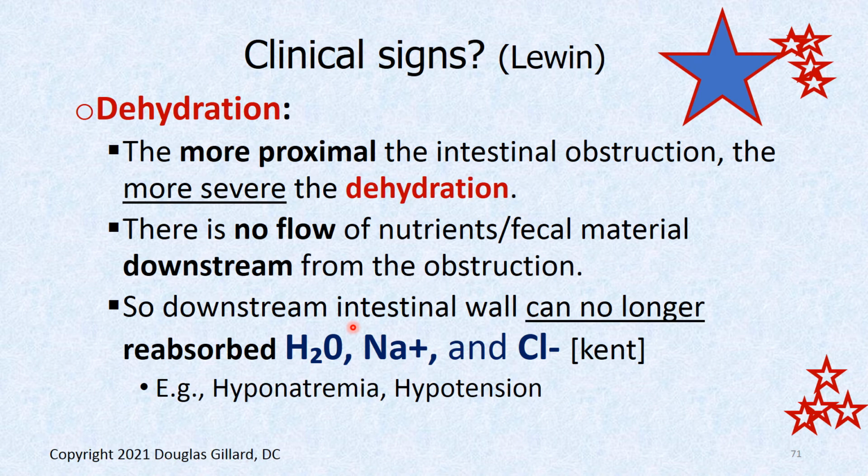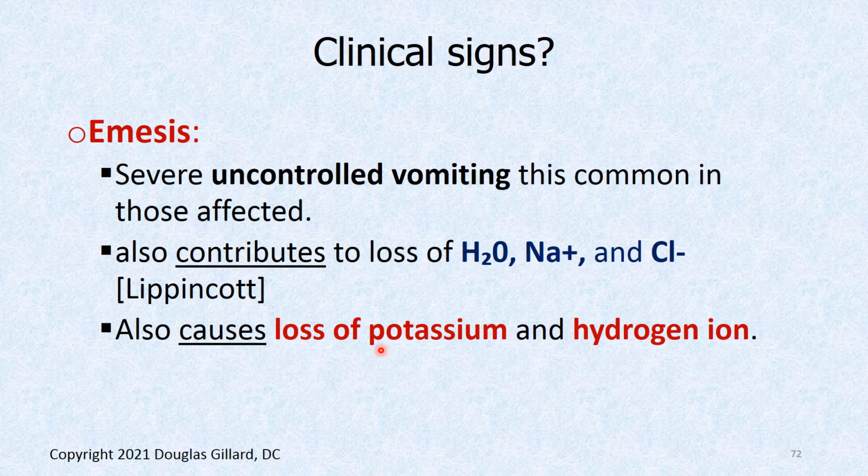And also, if you can't suck water, you can't suck sodium, so you can become sodium deficient and chloride deficient as well. And therefore you'll get hypotension. Now the RAAS system is going to turn on to try to counteract that, but you'll have hyponatremia, and then throwing up, emesis. These patients are throwing up, and that doesn't help things because when you vomit, that's a lot of water you're losing, and sodium and chloride.